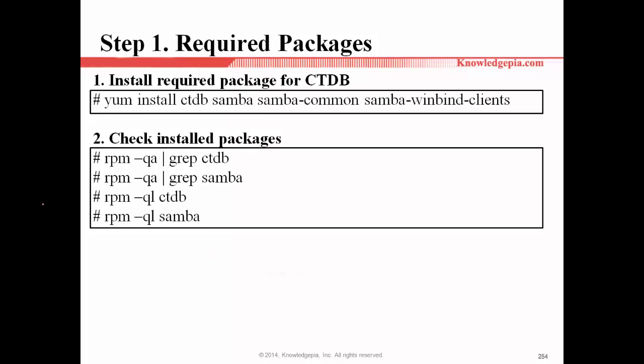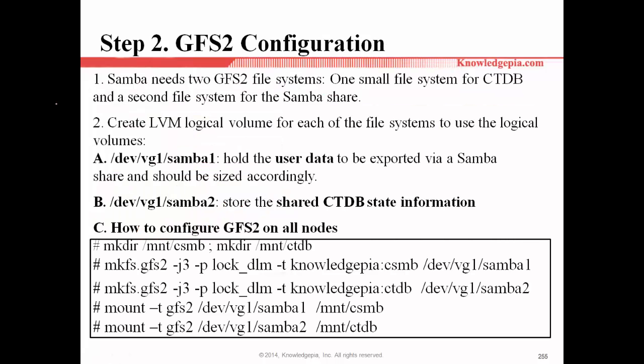Okay, step 1, the required packages. To use CTDB, please install CTDB, Samba, Samba common, and the Samba winbind client packages. After that, check the installed packages using a command like rpm -qa | grep ctdb, or each package name. Okay, step 2, the GFS2 configuration.